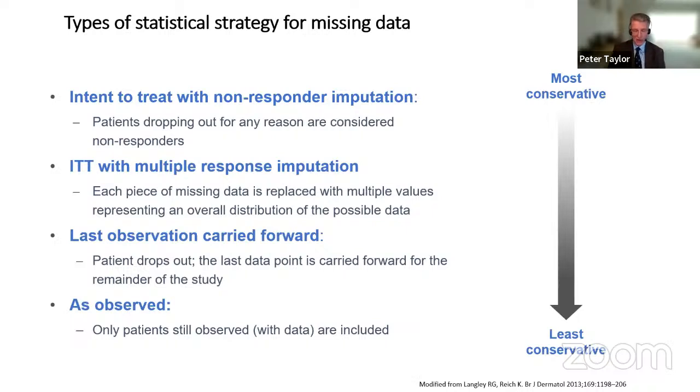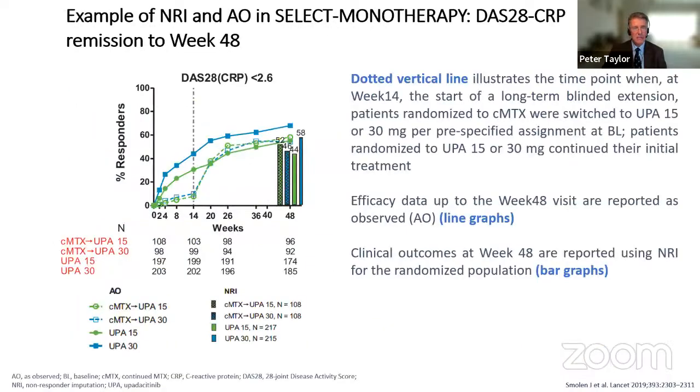The difficulty for that is that it biases towards patients who are responding well. So we have a gradation of either very conservative measures or less conservative measures. And let's look at the influence of this in one of the upadacitinib trials. This is the SELECT monotherapy trial with 2 different doses of upadacitinib tested. But as you all know, it's only the 15 milligrams once daily that's the approved dose.